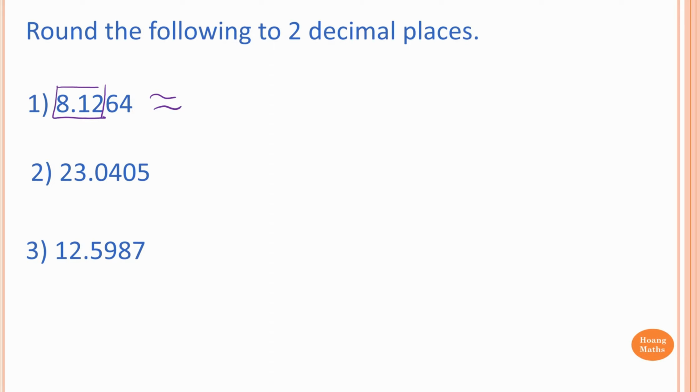Of course, we need to check the number after 2, the last digit. That is 6. 6 is greater than 5, of course. So we add 1 to 2, which is 3. So the answer is 8.13.